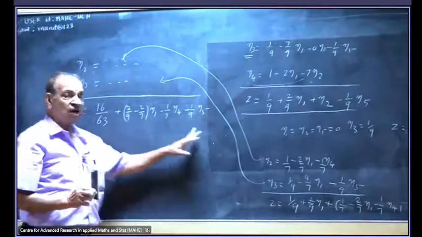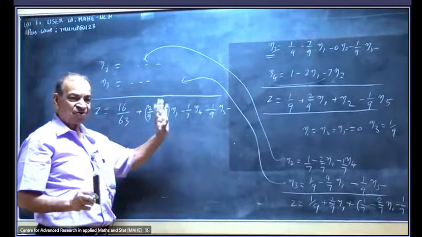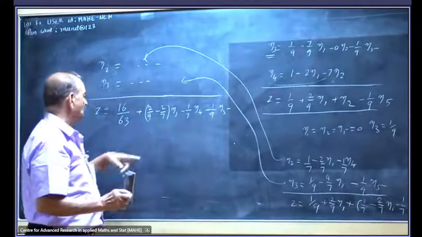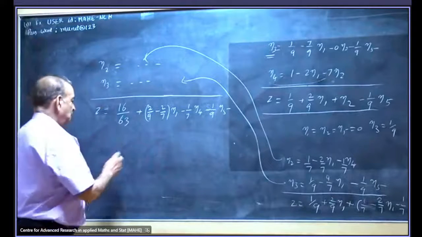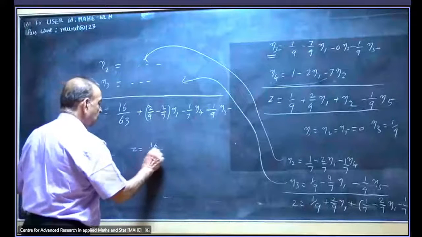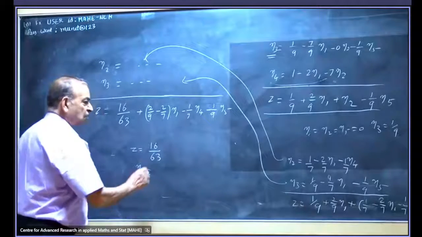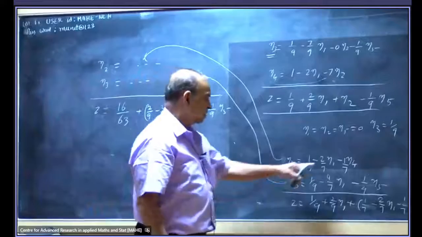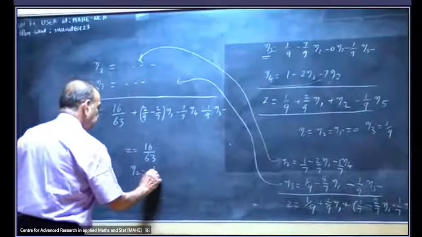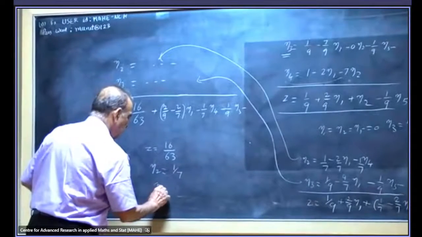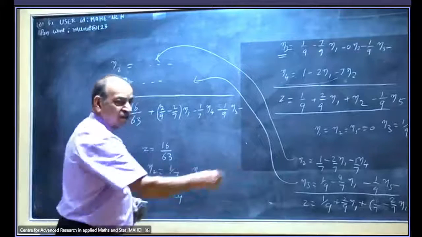Now, the variable to the right, what is the solution? Basic solution. Put all the variables to the right as 0. So this is 0, this is 0, this is 0. So what we are now getting is Z is equal to 16 over 63. And then when I put this as 0, I get eta 2 is equal to 1 over 7. Eta 3 equals 1 over 9. Eta 1 equals 0 because it is on the right side.